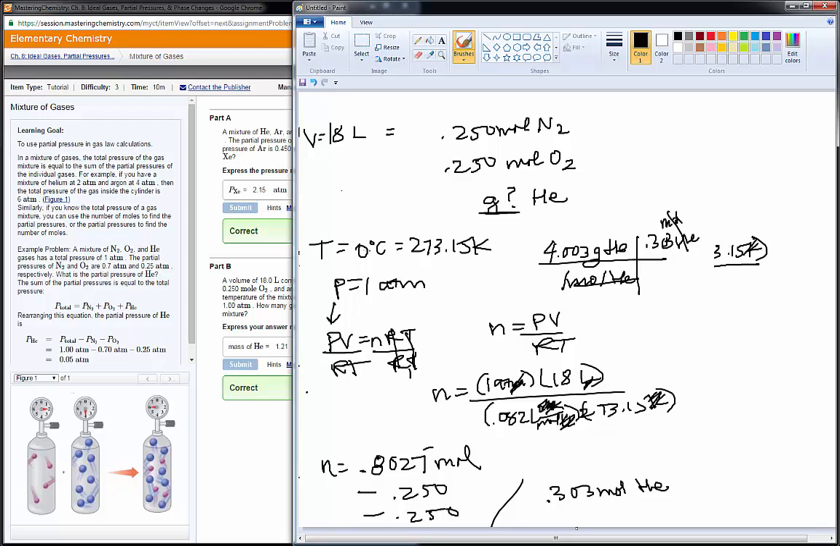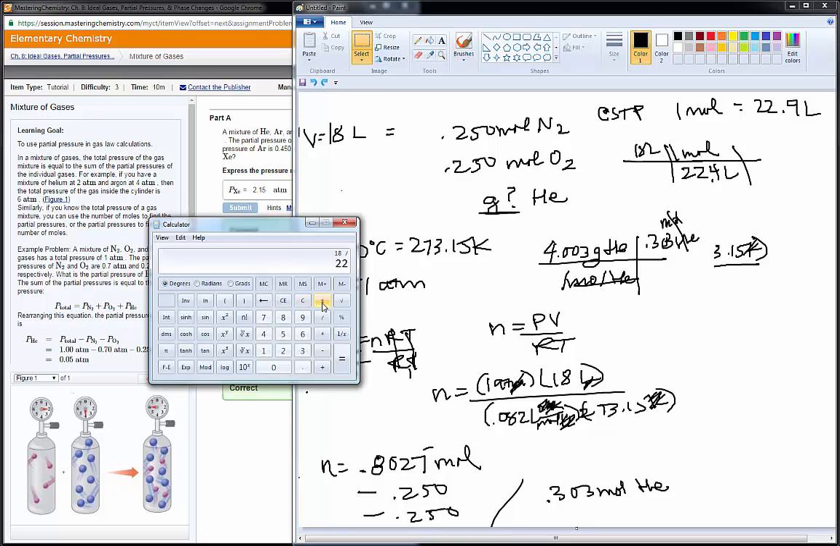that if they're looking at 1 atmosphere and 0 degrees Celsius, I'm looking at STP. Remember, at STP, 1 mole of anything is 22.4 liters. So I could have just said, if I have 18 liters and at STP I've got 22.4 liters in 1 mole.